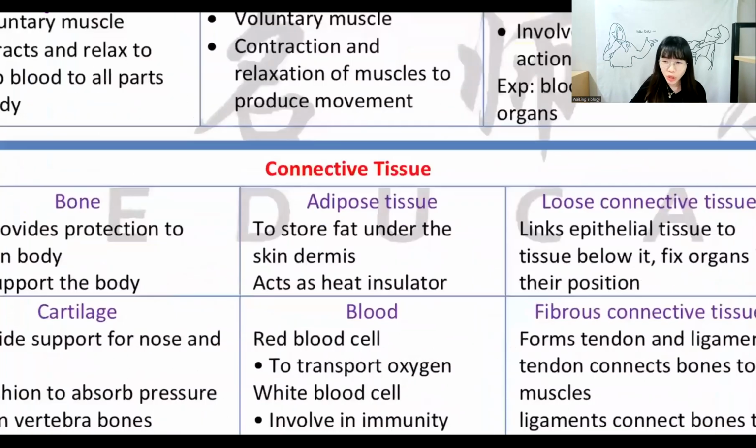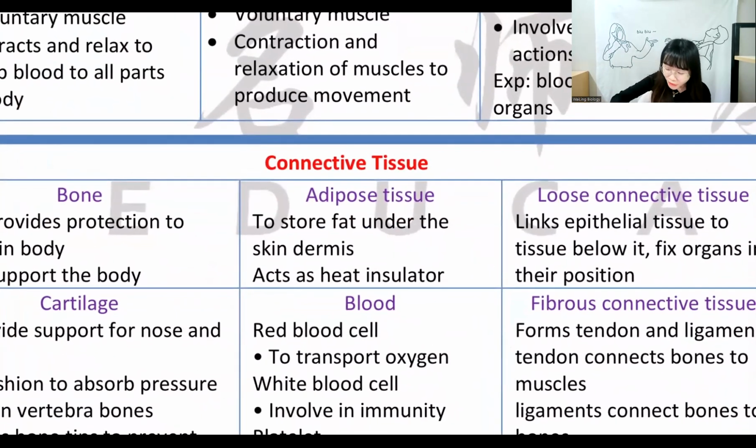What is adipose tissue? Adipose tissue is fat. Fat is a cell. Adipose tissue is a tissue, but they are fats. Every human needs to have fat in our body. The amount cannot be a lot, okay? We have to have a sufficient amount of fat in our body.